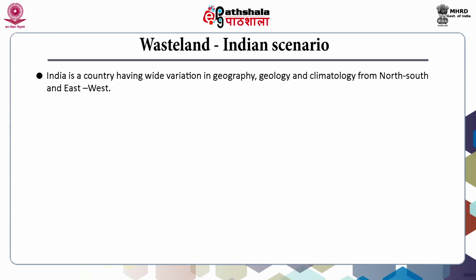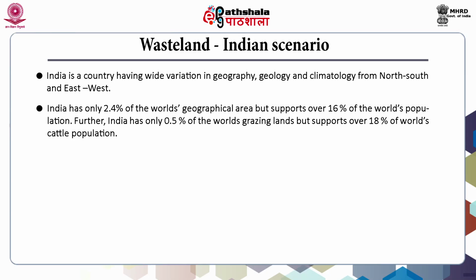Then wasteland, Indian scenario. India is a country having wide variation in geography, geology and climatology from north, south and east, west. India has only 2.4% of the world's geographical area, but sports over 16% of the world population. Further, India has only 0.5% of the world's grazing land, but sports 18% of the world's cattle population.